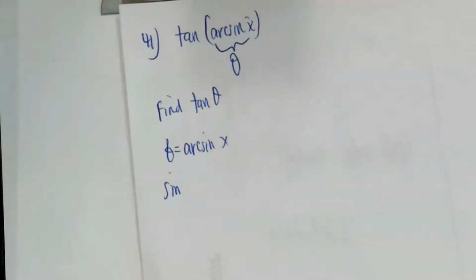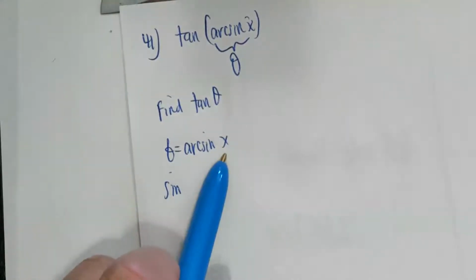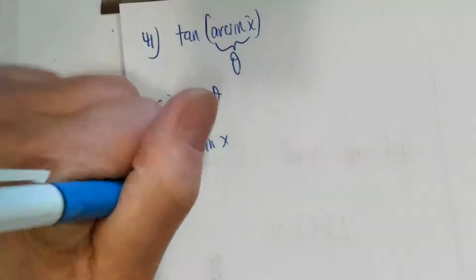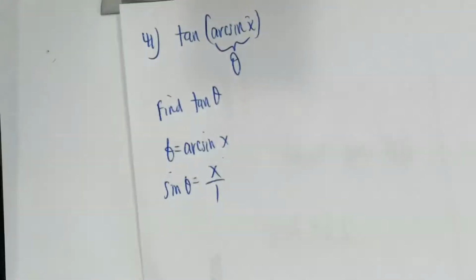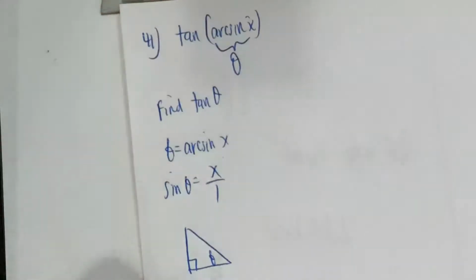So I'm taking the sine of something. What do you think I'm taking the sine of? Well, could I be taking the sine of x? No, I'm taking the arc sine of x. Therefore, I must be taking the sine of something else. What else is there? Theta. This x, which I'm going to write as x over 1 in order to do my triangle.